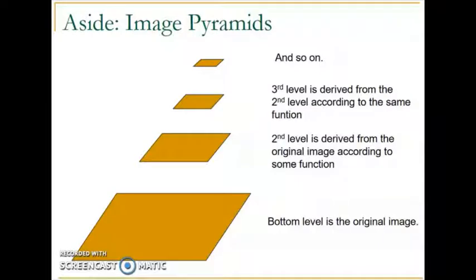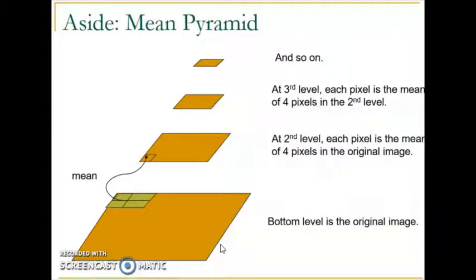This is how it looks. We always start at the bottom level from the original image, and let me go on to the next slide. In this mean pyramid, from the original image we go on to the second level, which is a subsampled version of the original image, by calculating the mean of 4 pixels in the original image and assigning this mean value to one particular pixel.